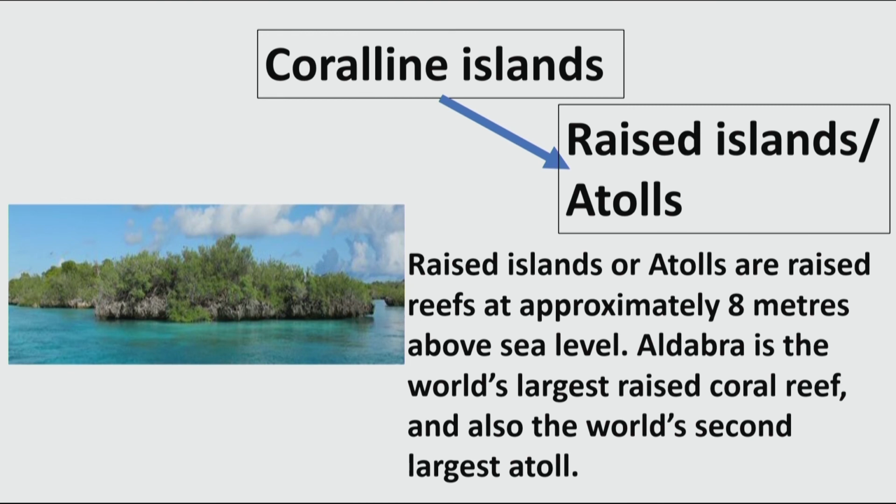The other group is raised island or atolls. So raised island or atolls are raised reef corals, like we have seen previously, at approximately 8 meters above sea level. Aldabra is the world's largest raised coral reef and also the world's second largest atoll in the world.